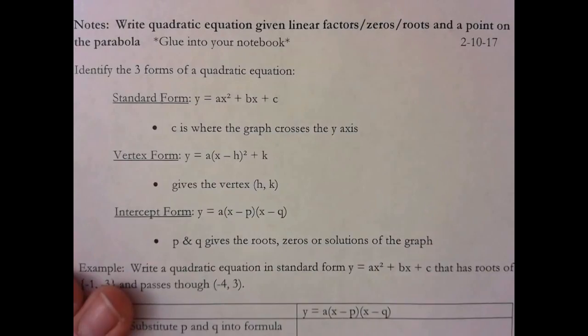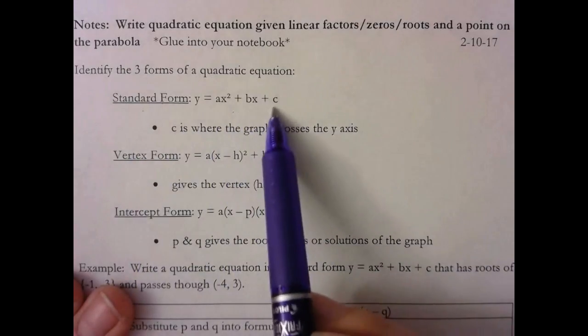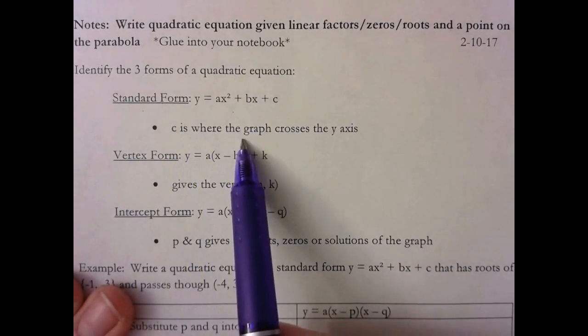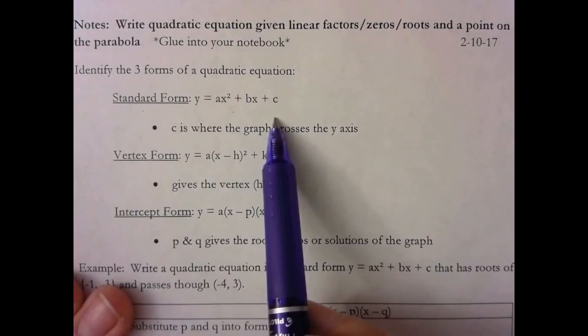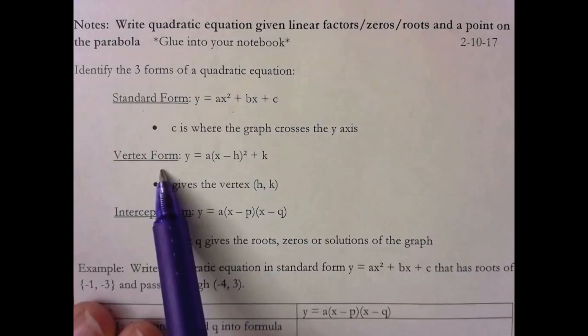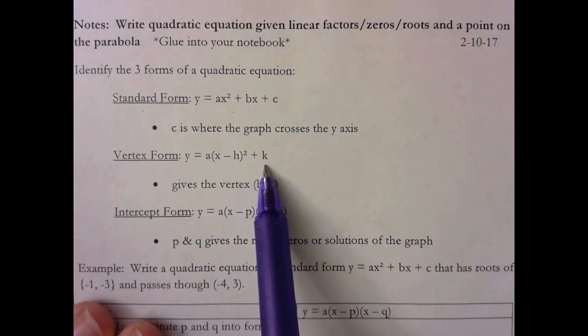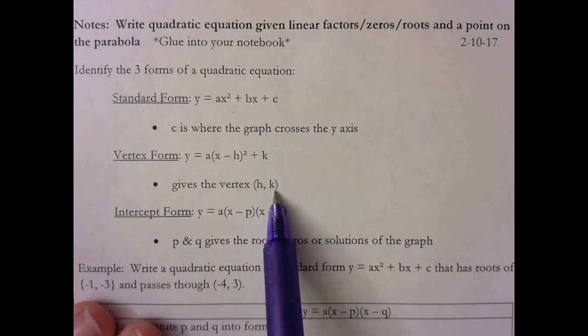Now first, it's important to remember we really have three ways we could write a quadratic equation. The one we love is standard form. And remember that C tells us where the graph crosses the y-axis. So that's really a handy equation to know. Another one that we haven't done much with is vertex form. What's nice about it, see that H and K? Well, that's the vertex, H comma K.